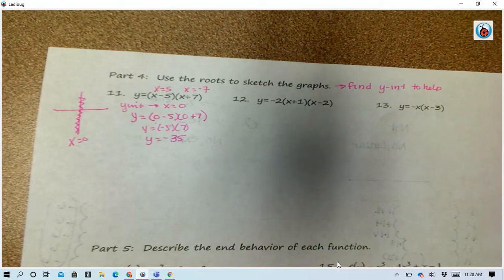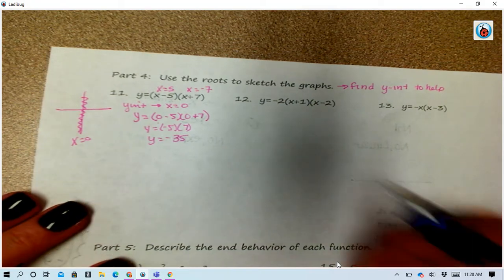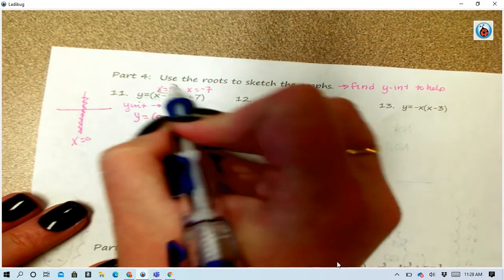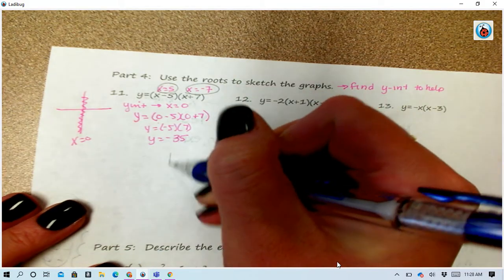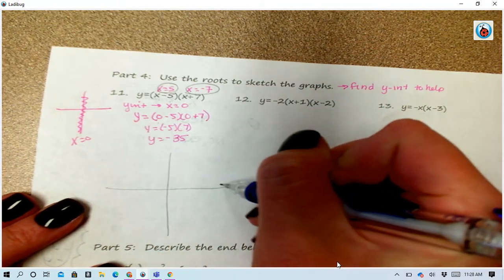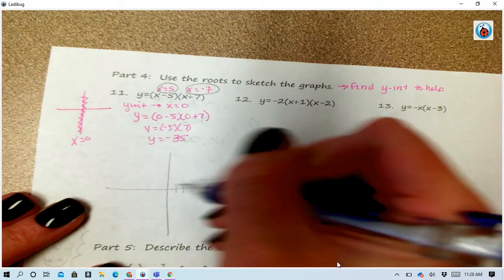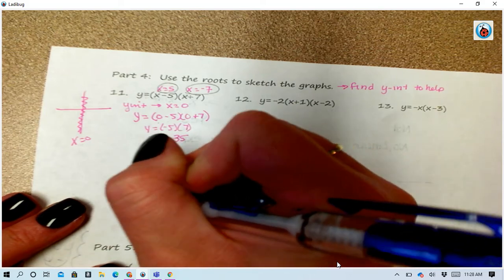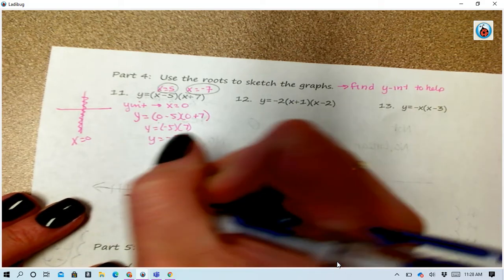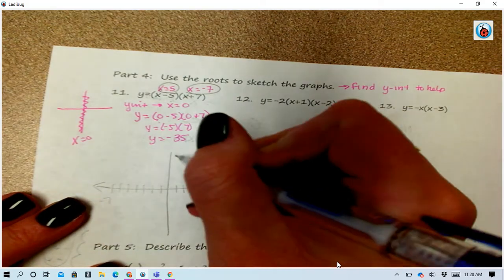And I'll show you how we use that in a second. So the most important thing here are these two roots, 5 and negative 7. And this doesn't have to be perfect. So I'm at negative 7 and positive 5.